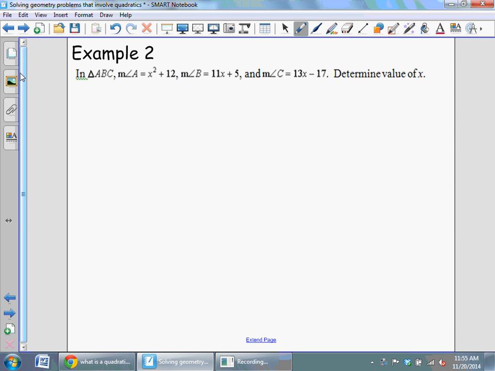Example 2. So now we're getting to some geometry. And this is a simple angle sum theorem problem, but it's going to lead to a quadratic equation. You'll see. So I'm going to read it. It says in triangle ABC, measure of angle A is equal to x squared plus 12. Measure of angle B is equal to 11x plus 5. And measure of angle C is equal to 13x minus 17. Determine the value of x.